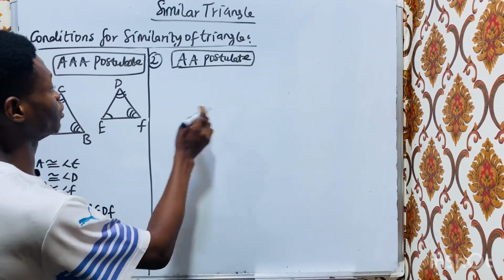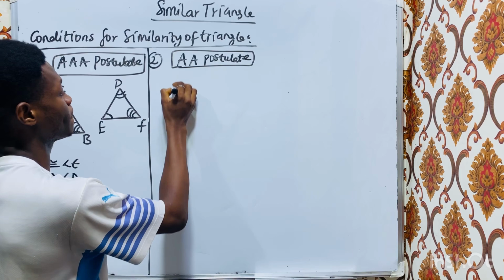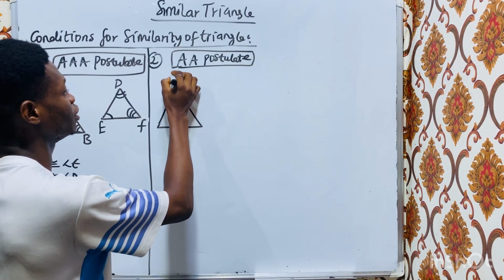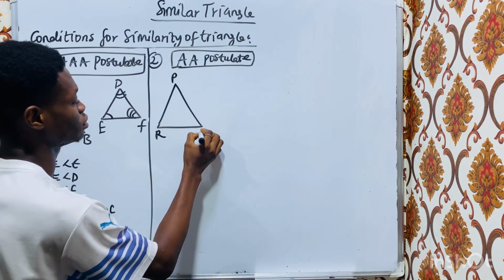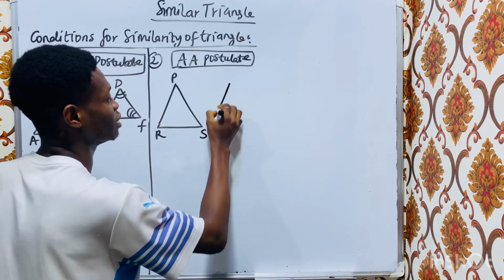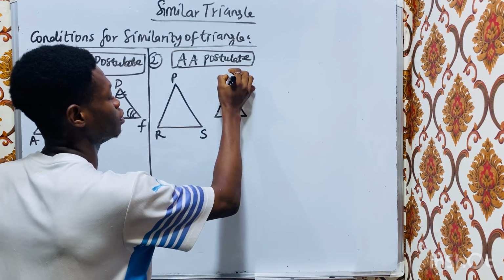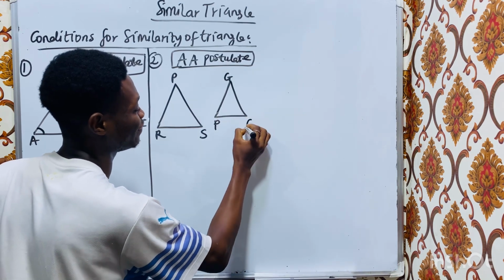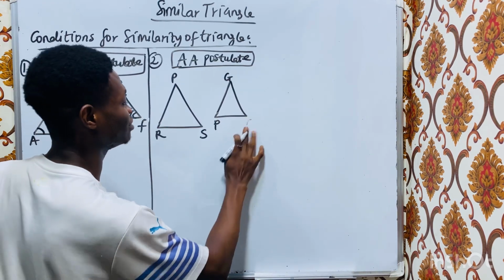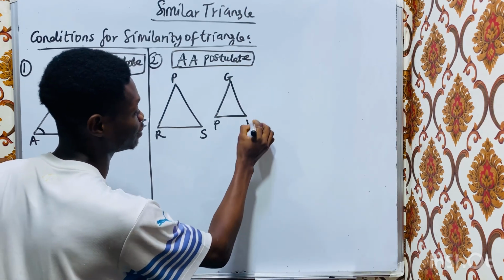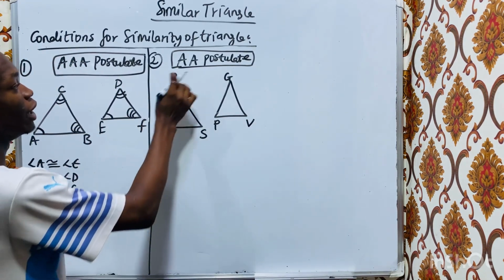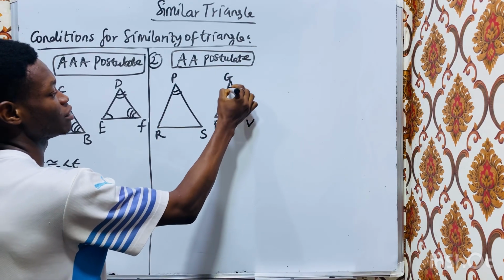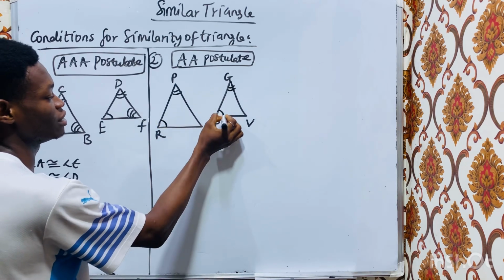So let's draw it. We are going to have a triangle, we can name it PRS, and we have another triangle, GPV. So the AA postulate is just trying to tell us that if this angle is equal to this angle, and this angle is equal to this angle, then the triangles are similar.